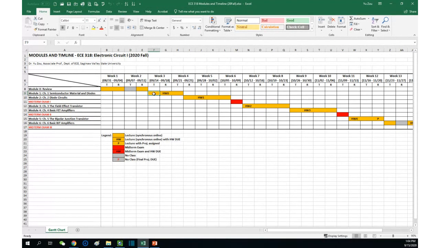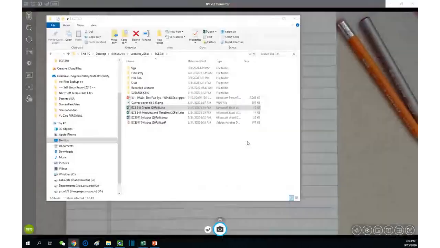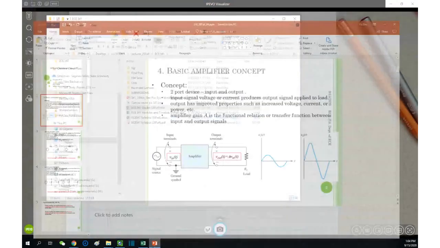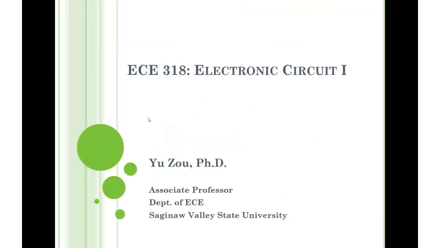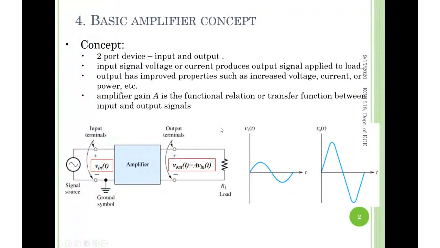Before that, we do want to finish up some important concepts we didn't finish. I lost the module, the basic amplifier concept, because it is also related to one of our homework zero problems. The last problem in homework zero is about the basic amplifier. Let's talk about it. The amplifier we are talking about follows such an idea or concept.